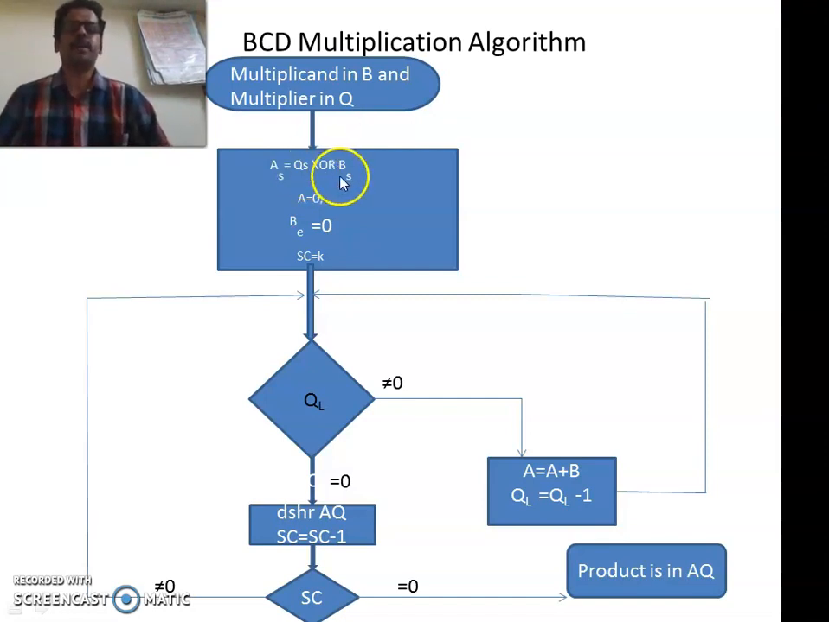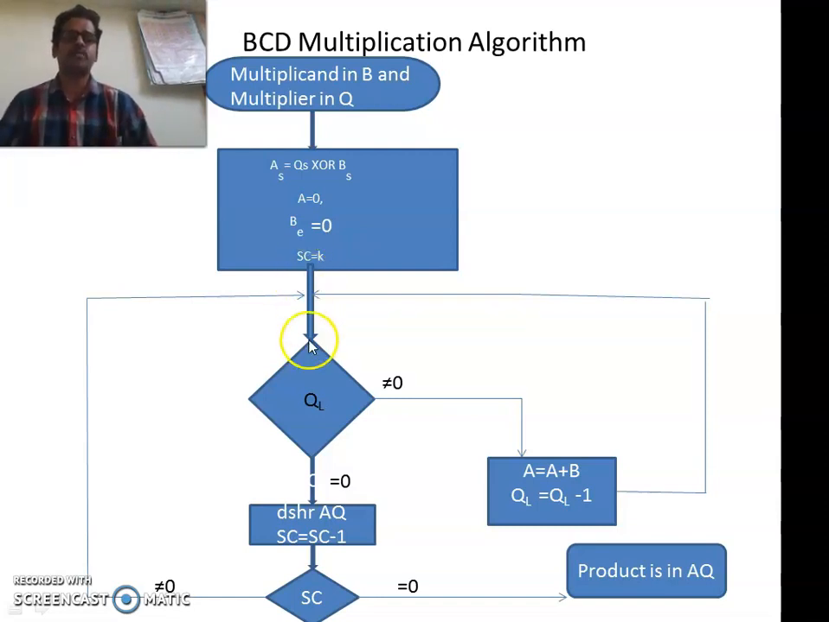Here we are computing the resultant sign using the sign digit of Q register and sign digit of B register, and we are storing it in the sign digit of register A, since the result is stored in register AQ. Register A is cleared to 0 and B is cleared to 0, which is nothing but the overflow digit of B, and SE equal to K, which is nothing but the number of digits in multiplier or the number of digits placed in register Q.